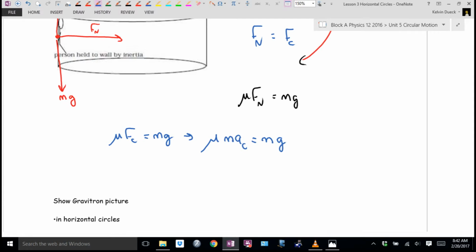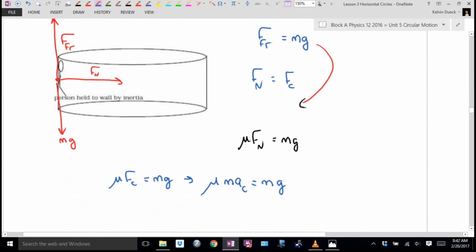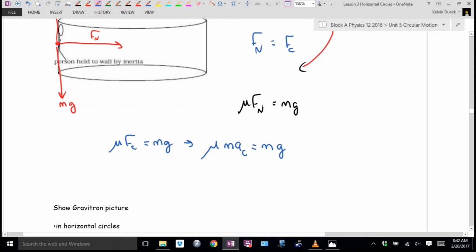So we're going to use either the v squared over r or the 4 pi squared r over T squared. Which one am I going to use for this question? It all depends on what they gave me or asked for in the question. Did they give me the period in the question? There it is. That's the period. That's time. That's T. By the way, can little kids and grown-ups go on this ride together? Cool. So I'm going to get mu times 4 pi squared r over T squared equals g.